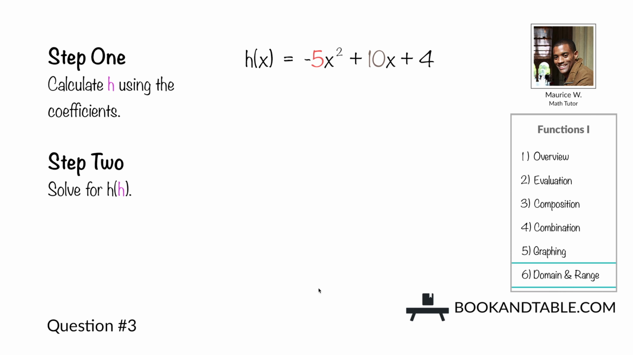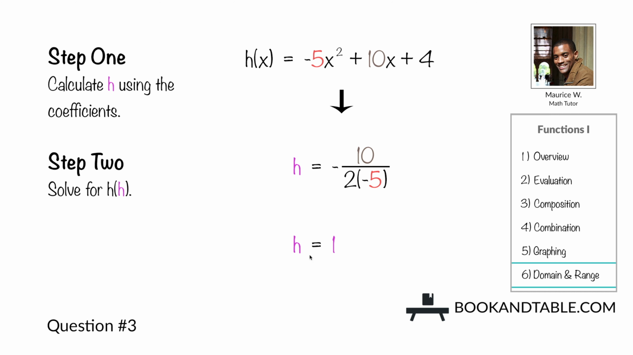Let's now have a look at question number 3. h of x is equal to negative 5x squared plus 10x plus 4. So we are first going to use the coefficients negative 5 and 10 to calculate h. So h is equal to negative 10 over 2 times negative 5, which would be negative 10. This negative and this negative cancel each other out. So we get 10 over 10, which is 1.